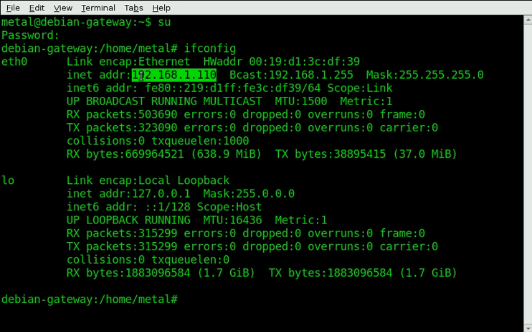Now this does not work if you're going across the internet. That's a whole other tutorial. But ifconfig, and that's how you get your IP address.